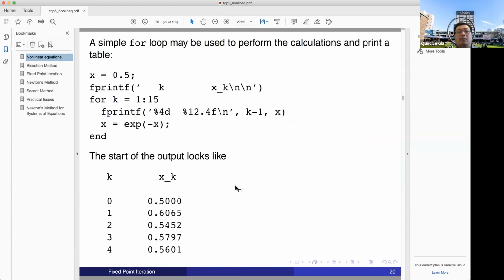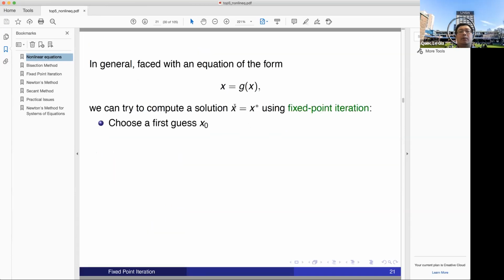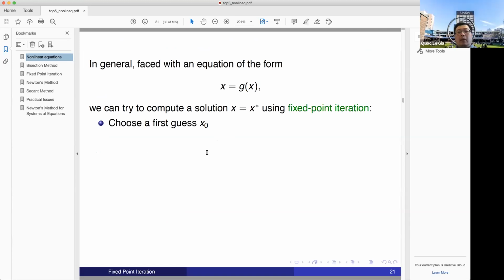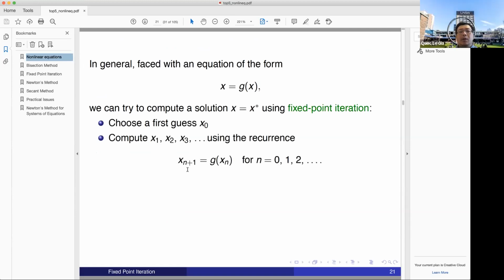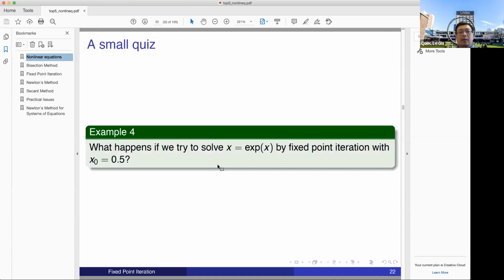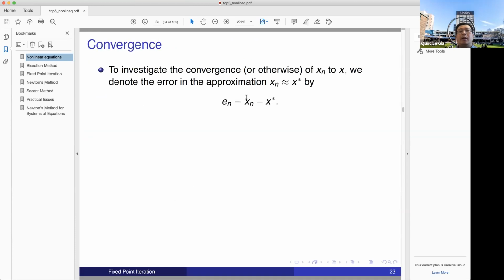So now we discuss the convergence of fixed point iteration. So we say that if you try to use fixed point iteration, then when does it converge and when doesn't it? And the idea is you use Taylor expansion to compute what the errors are. And the error is defined to be the difference between the approximation and the solution.